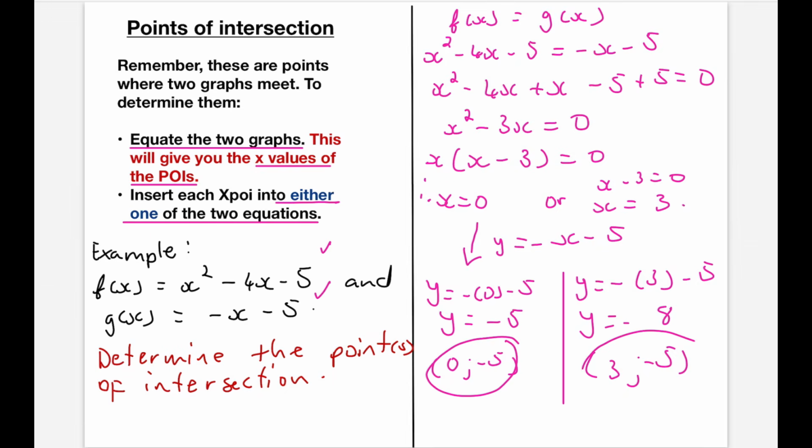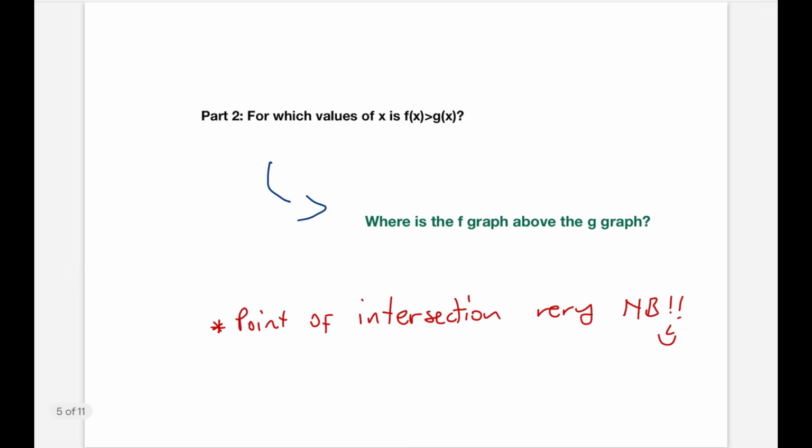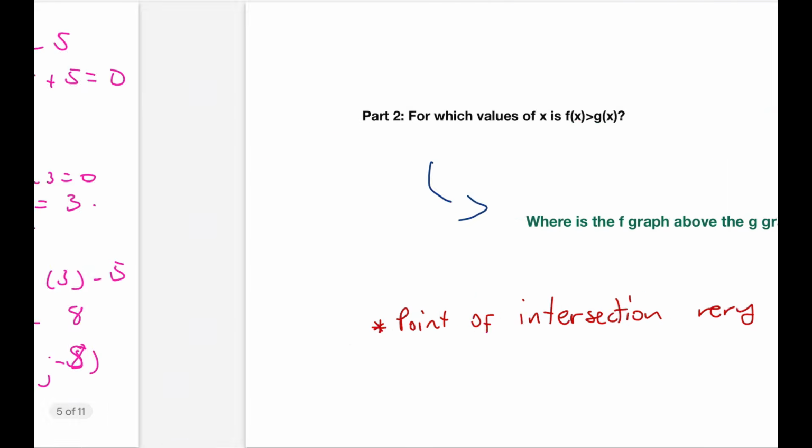As you can see here, (0, -5) and (3, -8) are the 2 points of intersection that we found. Why am I bringing this up? You may be wondering. I want us to talk about for which values of x is f of x greater than g of x, and points of intersection are very important for this part.